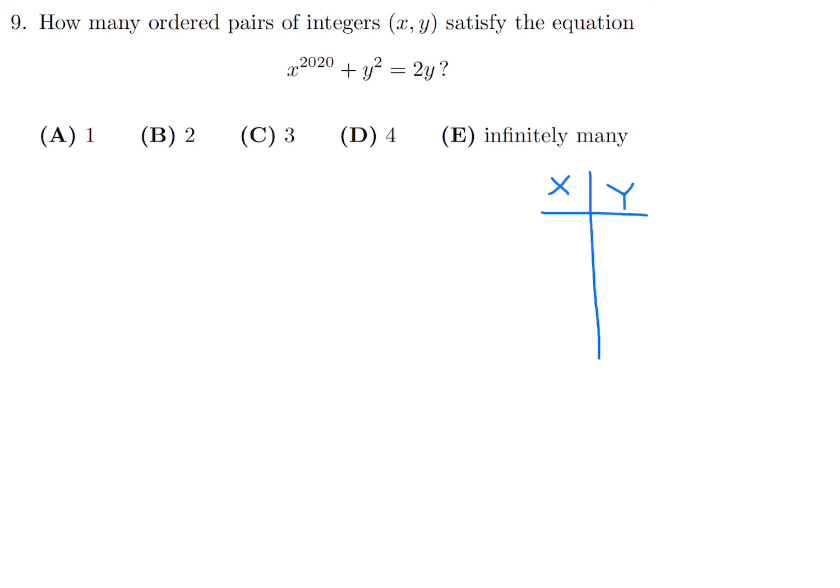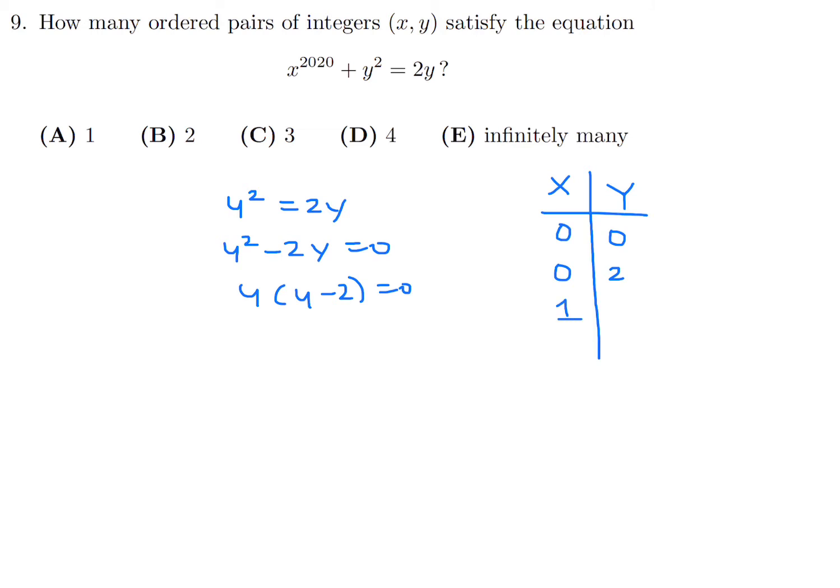Let's see what happens when I put x equal to 0. When I put x equal to 0, that just vanishes, so I just get y squared is equal to 2y. So I'll bring this over and factor, and that will give me y and y minus 2. So y can be either 0 or 2 when x is 0. Okay, let's try x equal to 1.